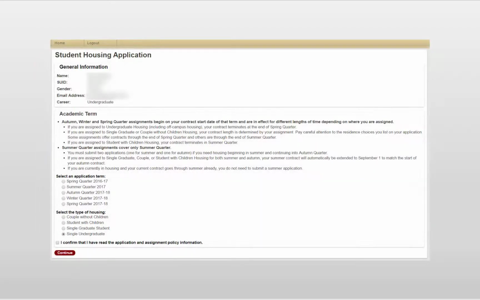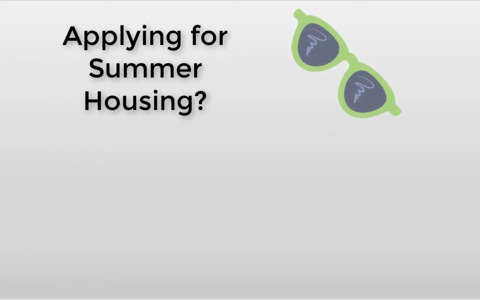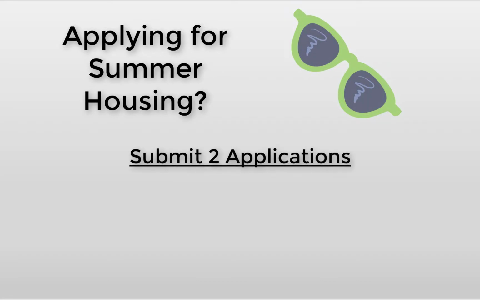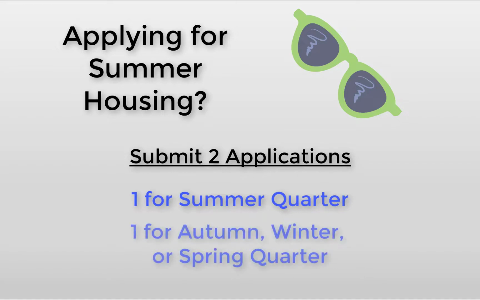The first thing you're going to do is select when you want your housing to begin. For most students, this will be autumn quarter, but if you're going abroad or taking a leave of absence, you may not be returning until winter or spring quarter. If you're applying for summer housing, in addition to housing for next year, you must submit 2 housing applications, one for summer and one for either autumn, winter, or spring quarter.